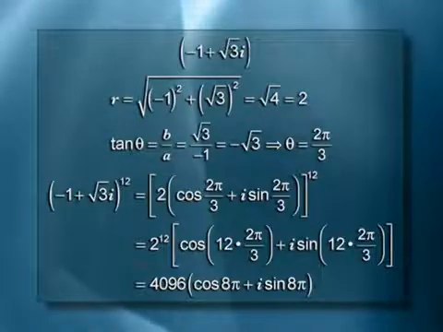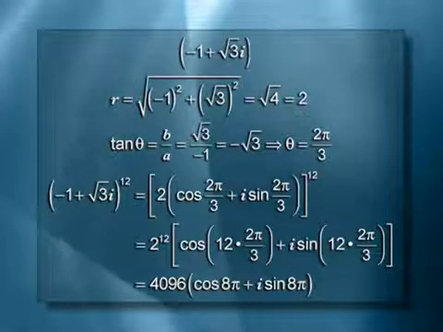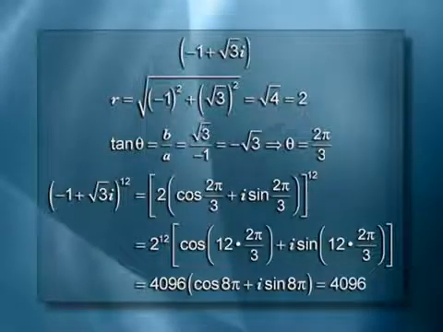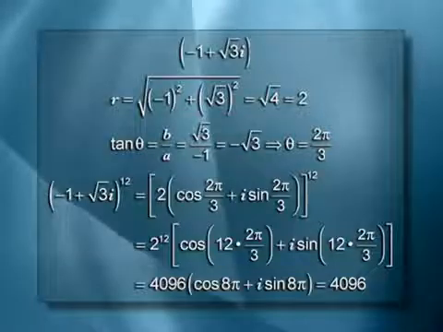What's cosine 8 pi? Oh, that's 1. What's sine of 8 pi? 0. Our final answer is 4,096. Wow. I wouldn't have expected that the 12th power of that complex number is so simple. In fact, it's a real number. It's 4,096. There's no complex part to that number. Kind of an amazing answer.